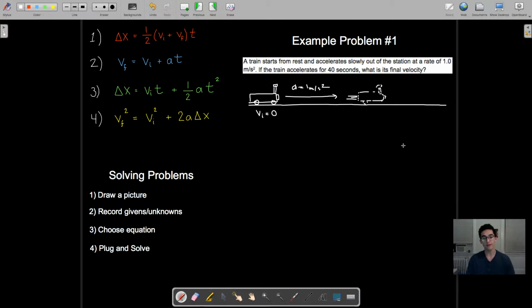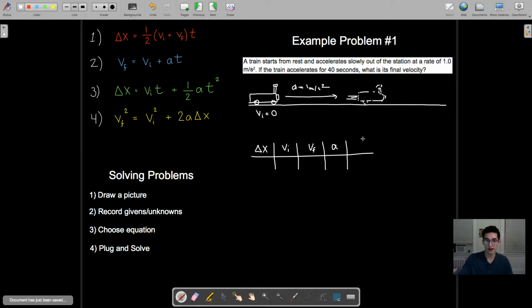So, cool, we have a picture. Now let's record our givens and unknowns in an organized fashion. And the way I like to do this is with a little table. Here's how I draw my table. Draw one line horizontal and then 4 vertical lines. Just like this. And in each of these top cells in this little grid, I'm going to write my 5 variables. There's displacement, initial velocity, final velocity, acceleration, and time. I always write them in the same order. You don't have to, but it helps me stay organized. Okay? And so now I'm just going to go down the line and see what they've given me.